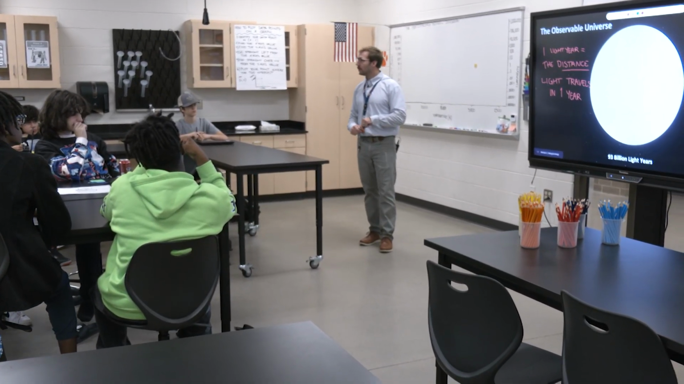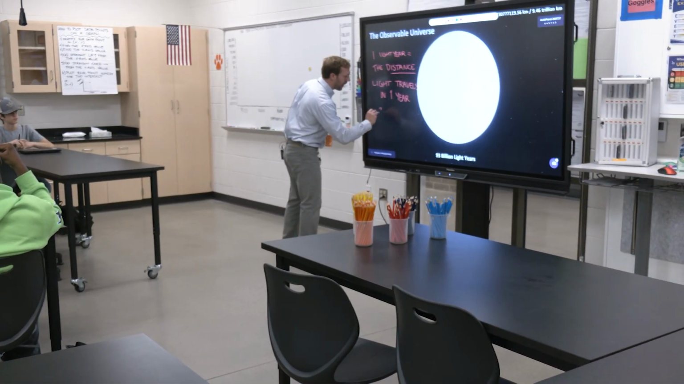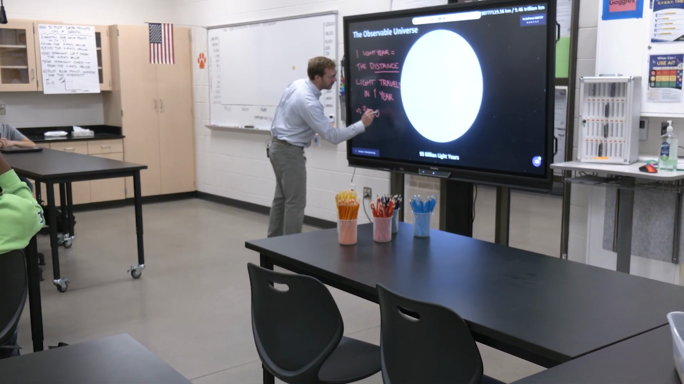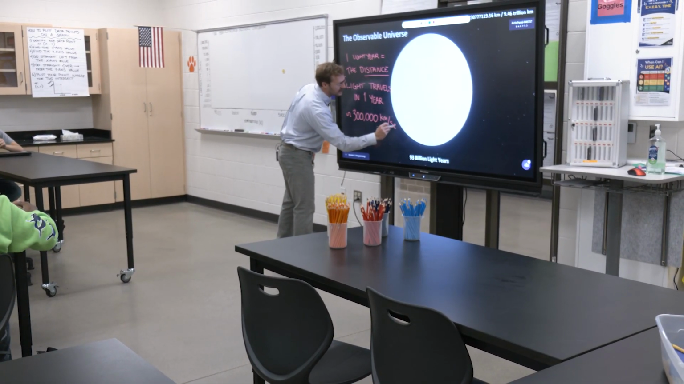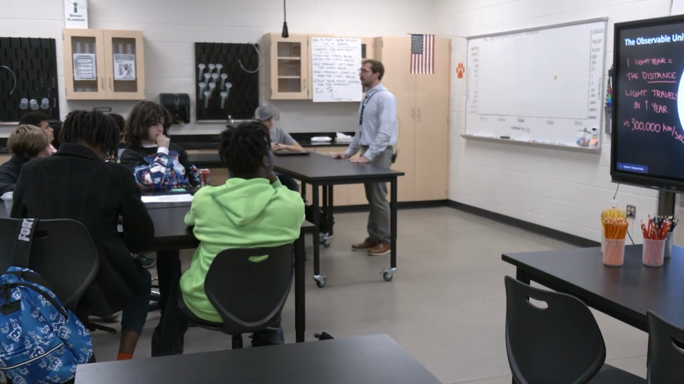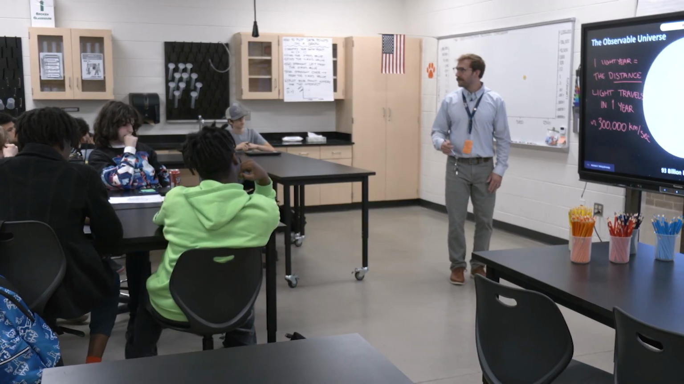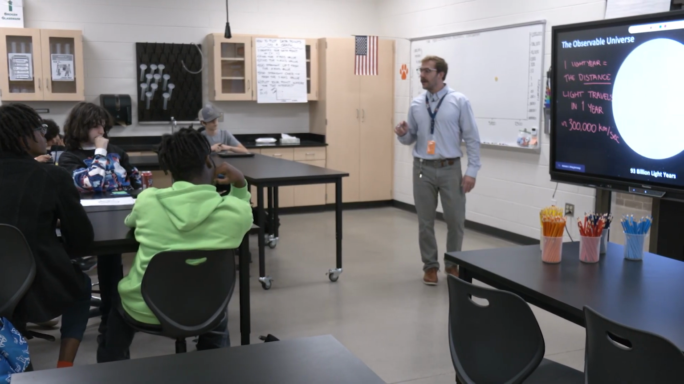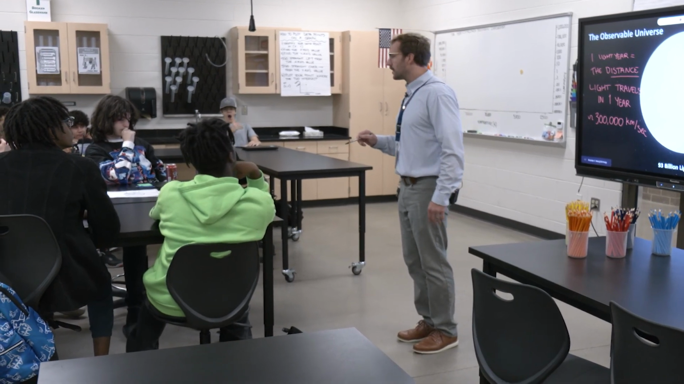Ooh. So it's about, give or take, 300,000 kilometers per second. That's how fast light is moving. Like 1 second goes around the Earth 7.5 times. All right? Cool. Now, what I want you guys to do is carefully take those Post-it notes.